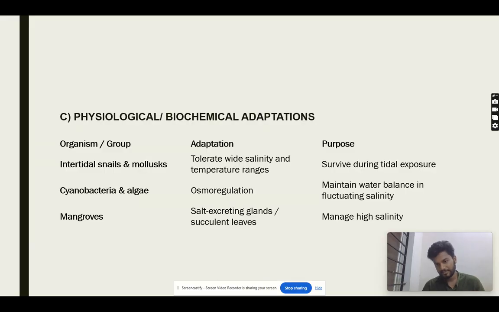So water balance is maintained during fluctuating salinity. When low tide and high tide happen and the salinity shifts from high to low, osmoregulation within these organisms helps them survive. Mangroves also have salt-excreting glands or succulent leaves. Succulent leaves are thick, fleshy, water-storing leaves found in mangroves, which help them survive in saline or dry conditions.